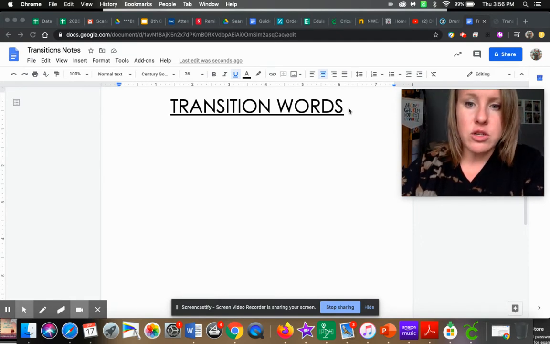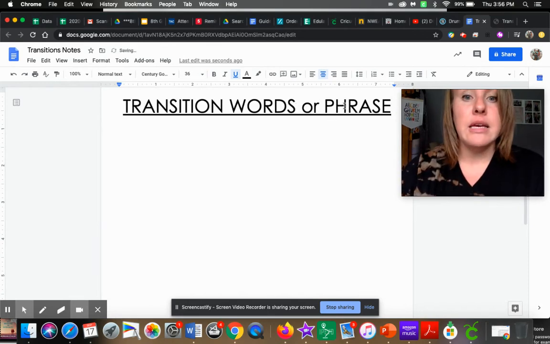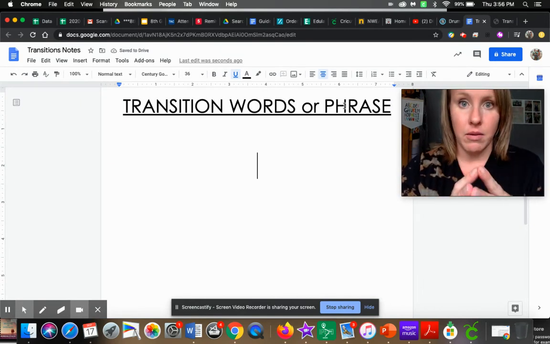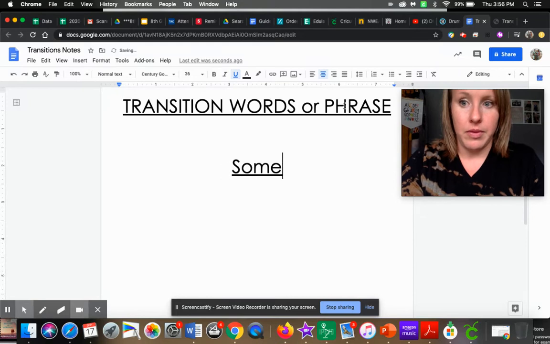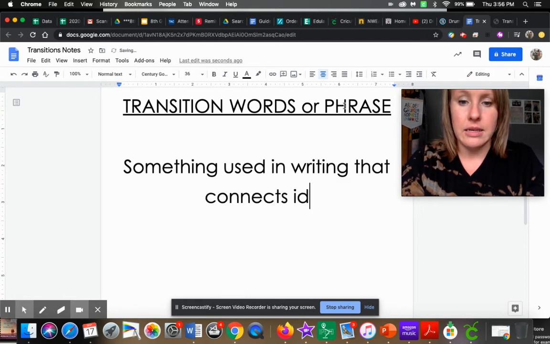definition. A transition word or phrase is something that you use in writing that connects ideas. Okay, something. I don't want that underlined. Something used in writing that connects ideas.